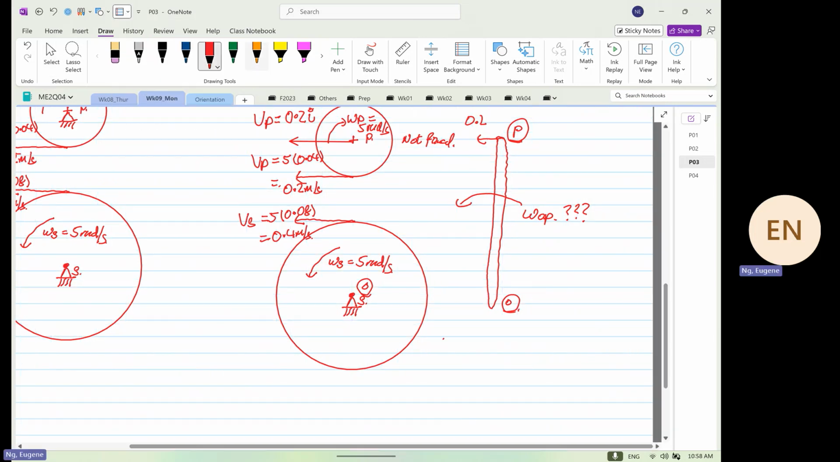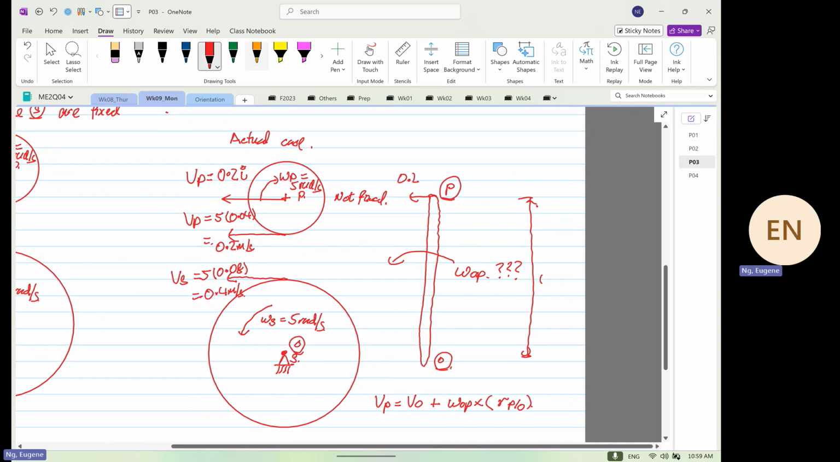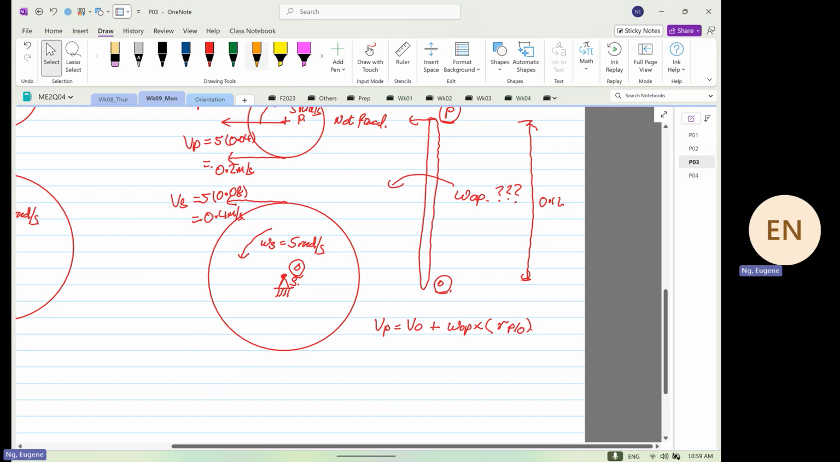You write up this form where Vp is equal to V naught plus omega OP cross RP from point O. Okay. The distance from here to here, if we were to look at our diagram, this is 0.08, and this is our 0.04. So it's equal to 0.12. Okay? So from here, what we want to find is our omega OP.